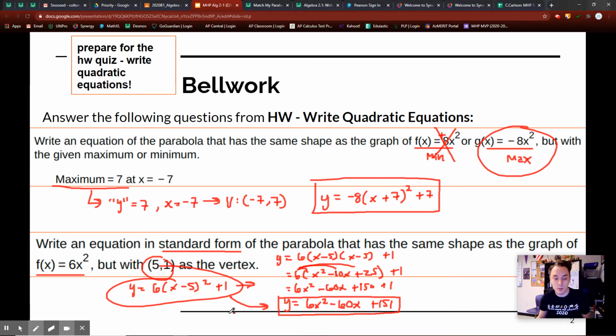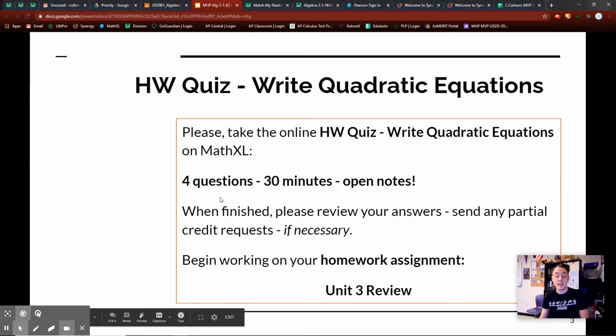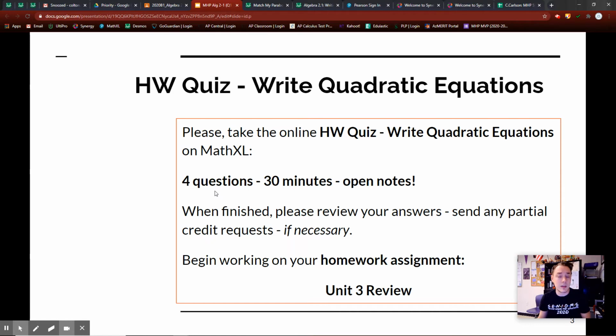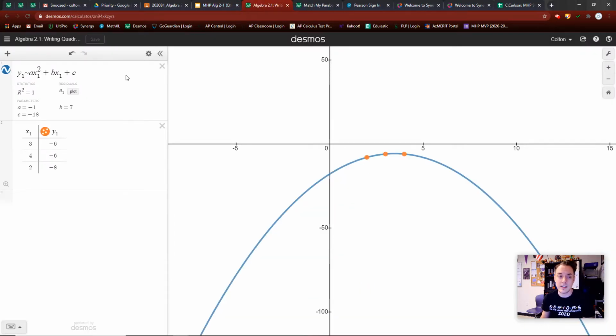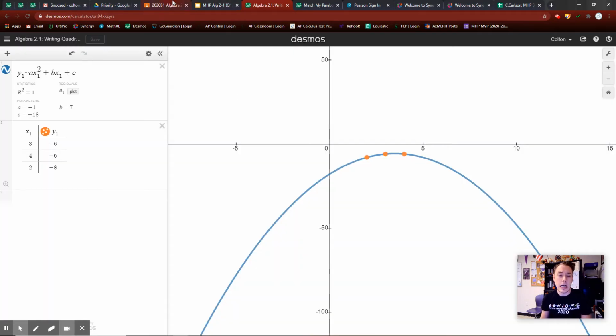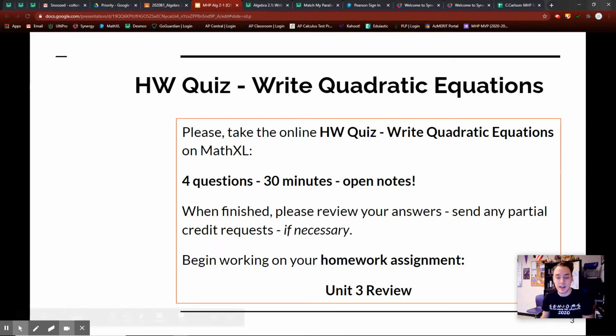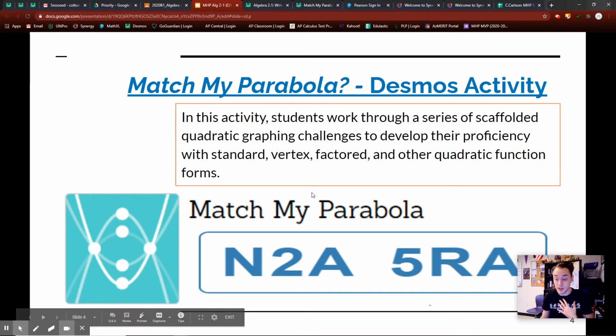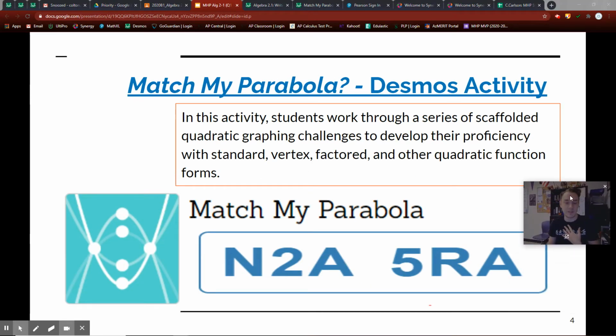So that is the bell work. Last bell work of Algebra 2.1. So let me erase that and let's get to the homework quiz. This is going to be 4 questions this time, because they can be kind of lengthy, especially if you want to do the 3 by 3 there. But make sure you use your Desmos calculator. This is the Desmos calculator that we utilize. Remember, it's called Writing Quadratic Functions Given 3 Points. That's going to be on Google Classroom. Send any partial credits my way. Begin your homework assignment at Unit 3, and also begin your Desmos activity.